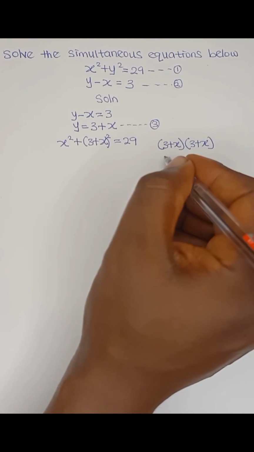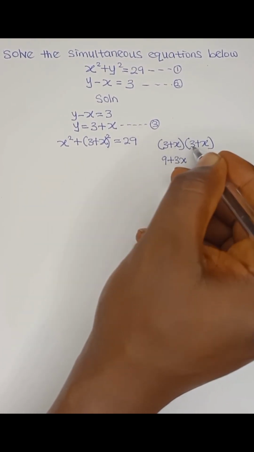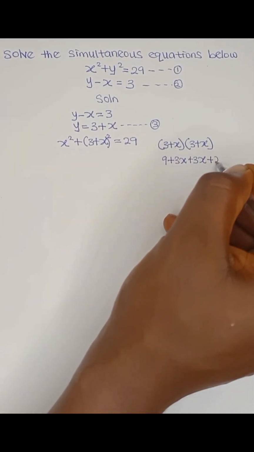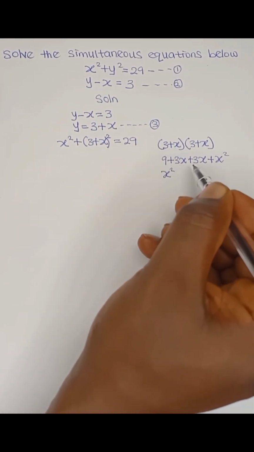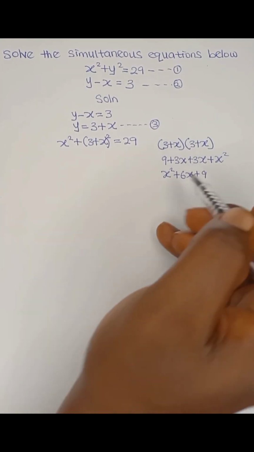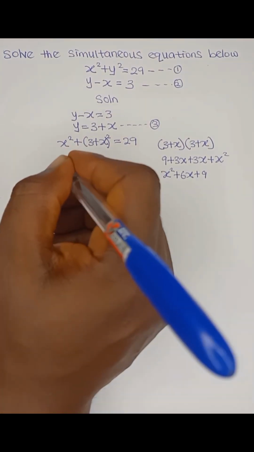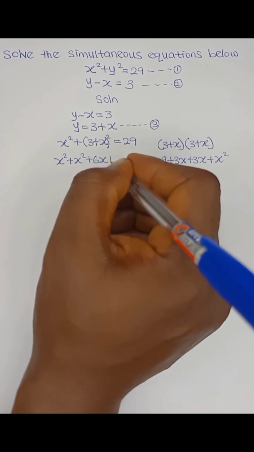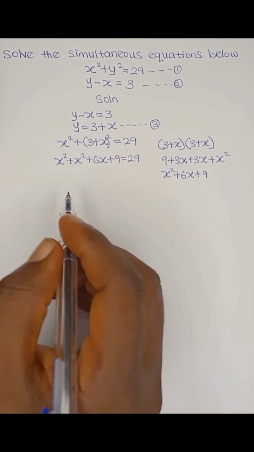3 plus x multiplied by 3 plus x. 3 times 3 gives us 9. 3 times x gives us 3x. x times 3 gives us 3x. And x times x gives us x squared. Rearranging this, we have x squared, 3x plus 3x gives us 6x, plus 9. So we replace this with x squared plus 6x plus 9. This gives us x squared plus x squared plus 6x plus 9 is equal to 29. So x squared plus x squared gives us 2x squared.